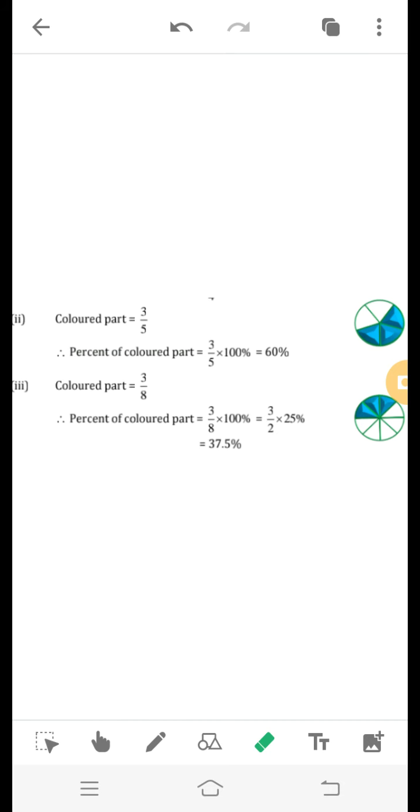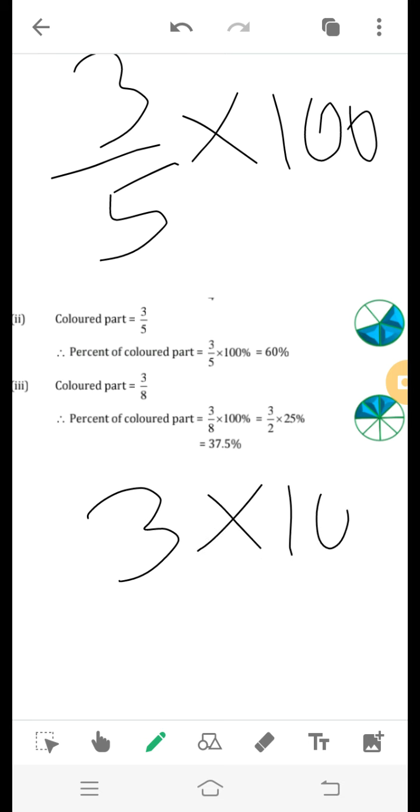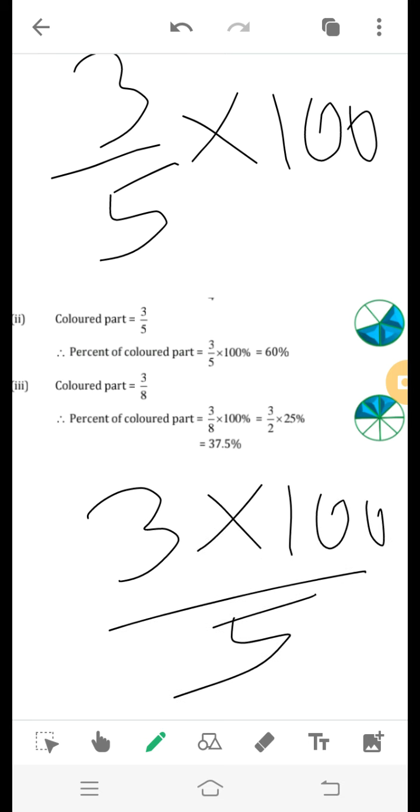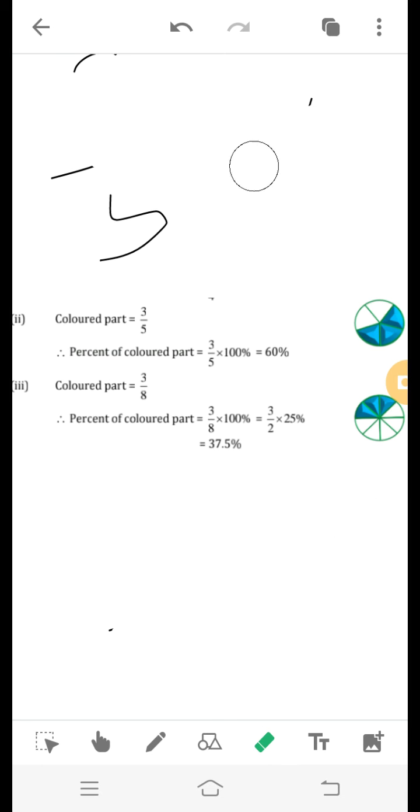So now, 3 upon 5, multiply by 100. That is your number. Now 3 multiplied by 100 divided by 5. So it's 300 by 5. Now divide 300 by 5, you get the answer, it's 60.